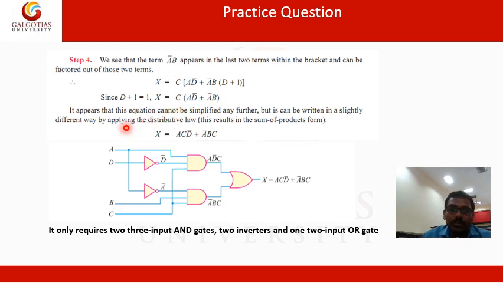So this is the simplified version of the given expression, and from this expression we can design the digital circuit in which two NOT gates, two AND gates, and one OR gate are used. Earlier the number of logic gates was large, now it is simplified and we have reduced the number of logic gates. So we can say that we have reduced the processing time, because we are using very few logic gates.